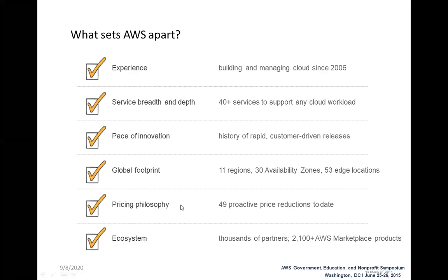Next is ecosystem. Thousands of partners, 2100 plus AWS marketplace products. So you can imagine 2100 plus marketplace products available in Amazon Web Services. So these are, we can say, the features of AWS that set it apart from other cloud service providers like Microsoft Azure, Google Cloud, IBM Cloud.